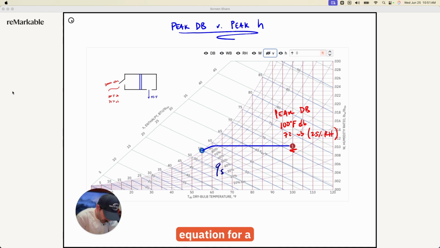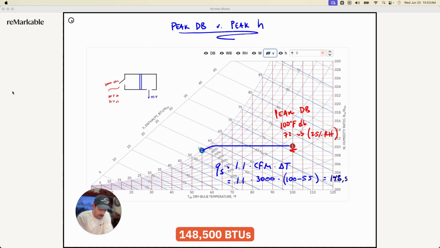The simplified equation for a sensible load is equal to 1.1 times our CFM times delta T. This is going to yield 148,500 BTUs. We can also calculate the total load with the information that we have here. The total load equation, simplified, is equal to 4.5 times your CFM times your delta H.